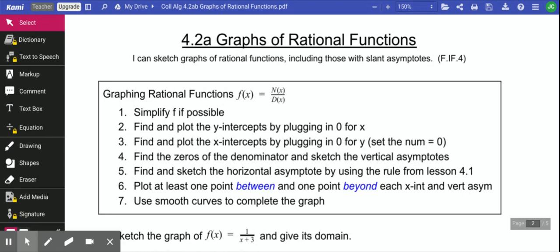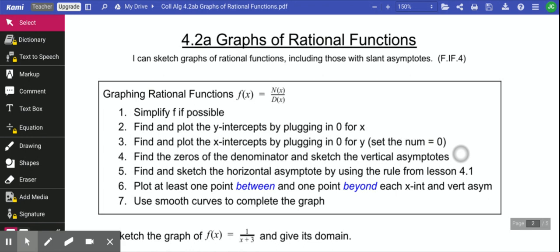Now, these next few steps don't have to be done in any particular order, but we're going to find the y-intercepts. We find y-intercepts by plugging in 0 for x. We're going to find the x-intercepts. We find x-intercepts by plugging in 0 for y. We're going to find the vertical asymptotes. Remember, we do that by setting the denominator equal to 0. We're going to find the horizontal asymptotes. There were those 3 rules from lesson 4.1 about the degree of the numerator and denominator.